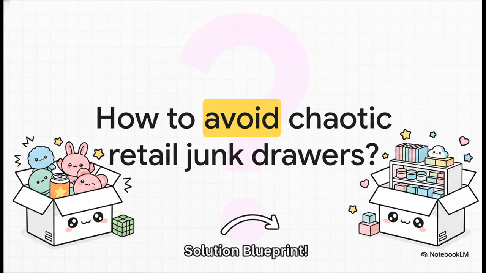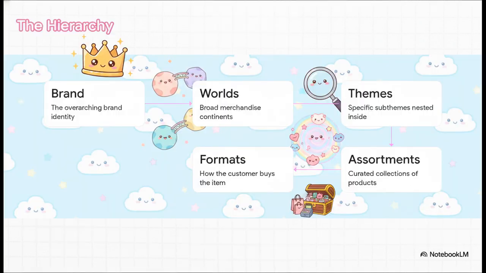It creates a messy, kind of confusing customer experience instead of a cohesive journey. So the solution to managing all of this exciting inventory actually lies in a very specific structural blueprint. And that solution is this 5-step hierarchy. It's like a giant puzzle, and we start all the way at the absolute top with the overall brand. From there, we zoom in a bit to broad merchandise worlds.